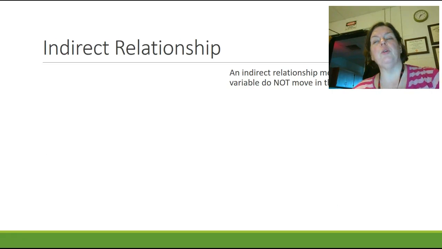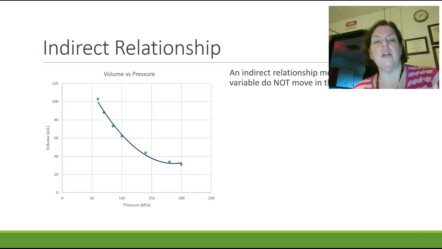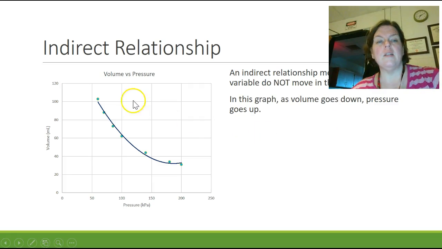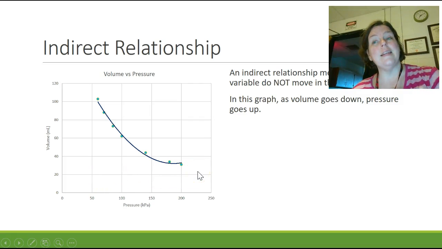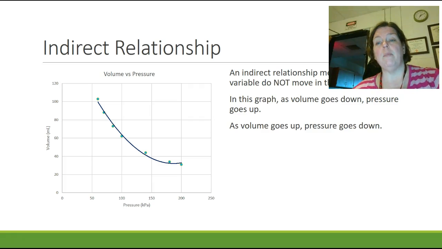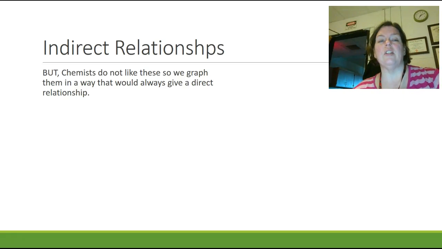Indirect relationships are a little bit more hairy because they're a little different and we're not used to seeing them. If we look at this graph, this is volume versus pressure. What we notice here is that as volume is decreasing, going down, pressure is going to the right, which means it's increasing. This is an indirect relationship because they are going in opposite directions. One is going down while the other is going up. So volume goes up, pressure goes down. As chemists, we don't like indirect relationships.